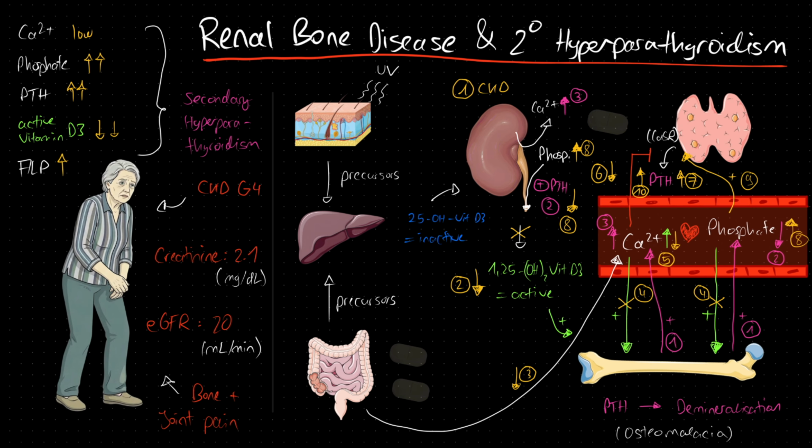In this context, osteomalacia due to kidney disease and secondary hyperparathyroidism is called renal bone disease, also known as renal osteodystrophy. In most cases, renal bone disease is initially asymptomatic. However, in about 5 to 10% of cases, joint and bone pain occur due to a weak and insufficient bone structure.